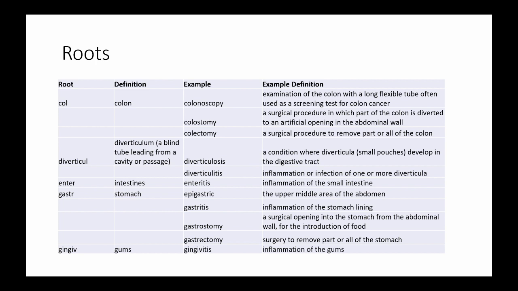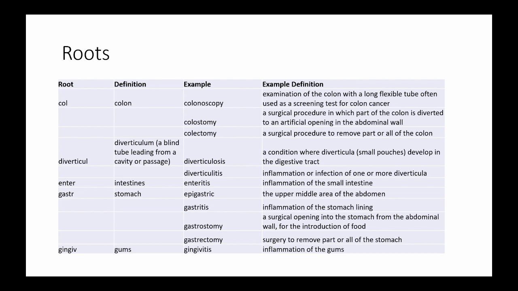Gaster means stomach. Epigastric refers to the upper middle area of the abdomen, which is near the stomach. Gastritis refers to inflammation of the stomach lining. Gastrostomy is a surgical opening into the stomach from the abdominal wall for the introduction of food. And a gastrectomy is surgery to remove part or all of the stomach.